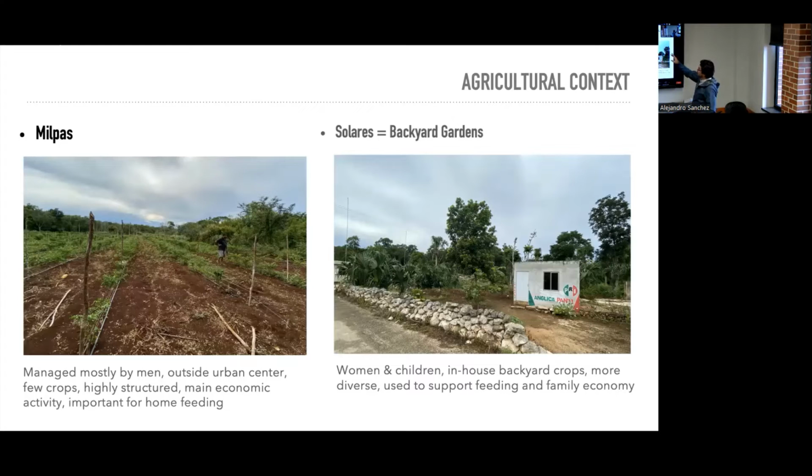But they also have the solares. They're the backyard gardens where women and children are more involved. If you're walking around town, you see these little houses with a big backyard, and they're planting a lot of different things. It's very interesting because they have chickens, fruits, and many other things. It's used to support feeding and family economics. It's like a secondary activity, but everyone is involved, so it's very cool.